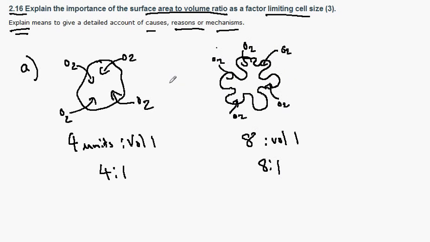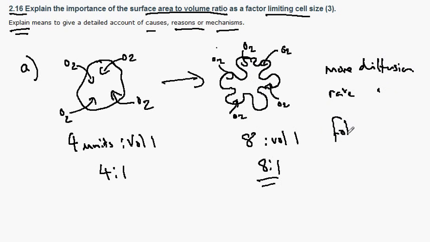And so the surface area to volume ratio has increased. So for the same volume, but with a folded surface, we've got a larger surface area to volume ratio, and so we get more diffusion. The rate of diffusion would be greater. So by folding a surface, we can increase the rate of diffusion by increasing the surface area.